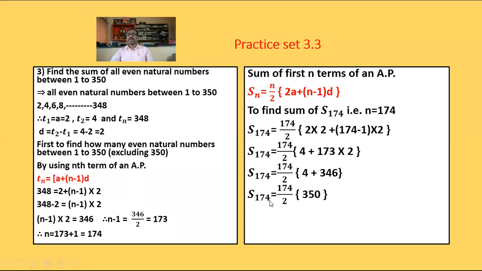S174 is equal to 174 upon 2 multiply 350. 2 divide 350, then we get S174 is equal to 174 multiply 175. The product of these two numbers is 30,450. This is the sum of all even natural numbers between 1 and 350. That is, S174 is equal to 30,450.